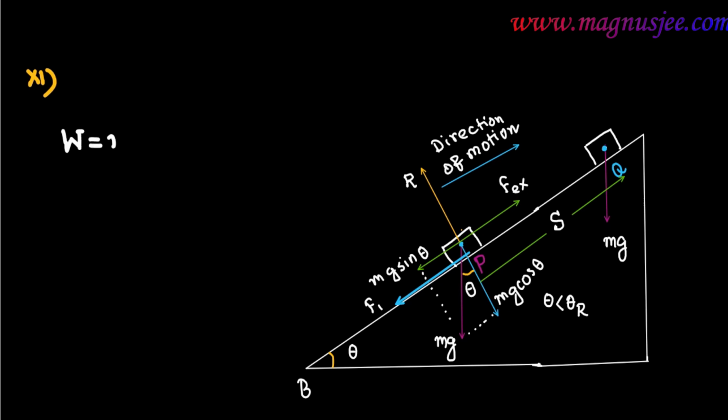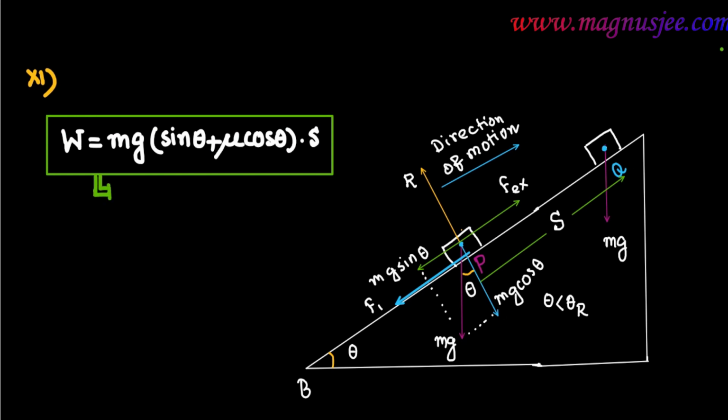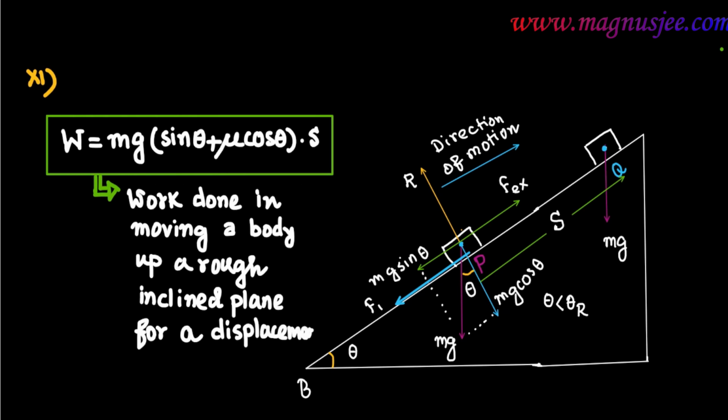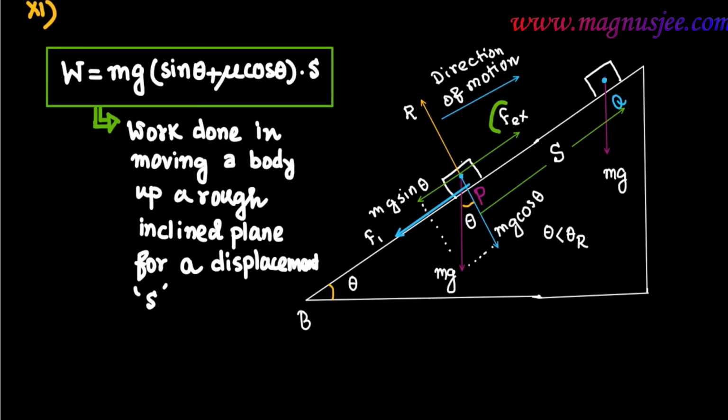Number 11 formula. Work done to move a body from the point P to Q up the inclined plane is W equals mg (sin theta plus mu cos theta) times S, where S is the displacement. So W is the work done in moving a body up a rough inclined plane for a displacement S. W equals mg (sin theta plus mu cos theta) times S.